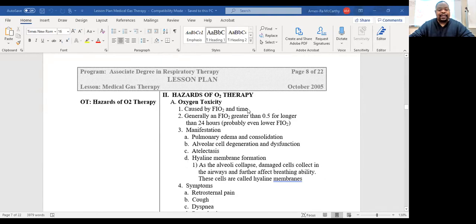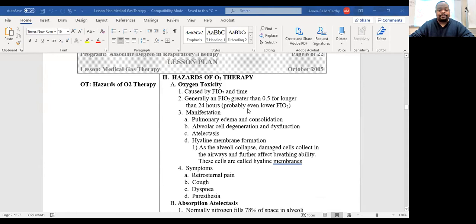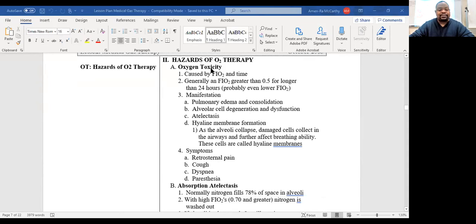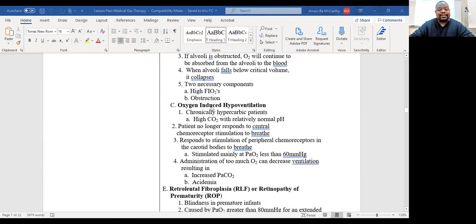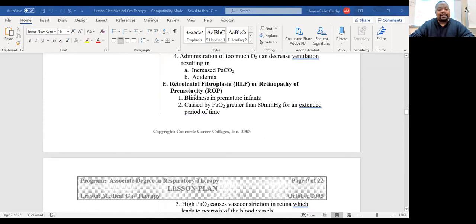All right. Then it got to the hazards of O2 therapy, which is oxygen toxicity was the first one. Absorption atelectasis is the second one. Oxygen induced hypoventilation, the third one. And then retinopathy of prematurity or retrolental fibroplasia. Both of those pretty much the same thing. We talked about that in lab ourselves. Having a PaO2 greater than 80 for an extended period of time can cause blindness in your baby. That's why we have to know how much we are giving them.